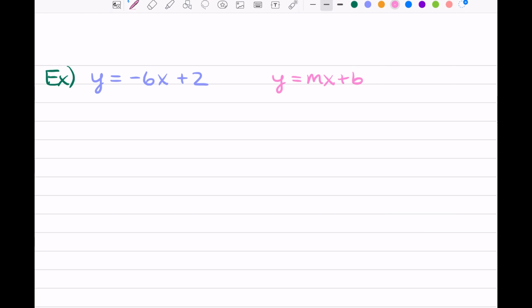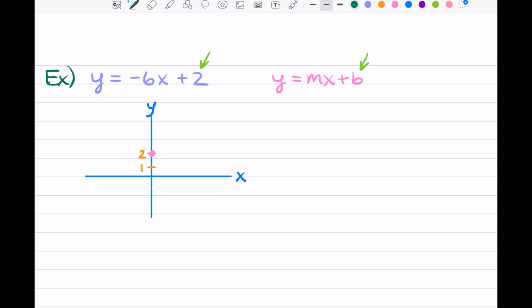Let's take a brief second to review. Let's graph this and plot it on our xy chart. Well, we know that b stands for the y-intercept, so that's where our line crosses the y-axis. So we can go ahead and plot that at 2. So we have one point on our line up here.